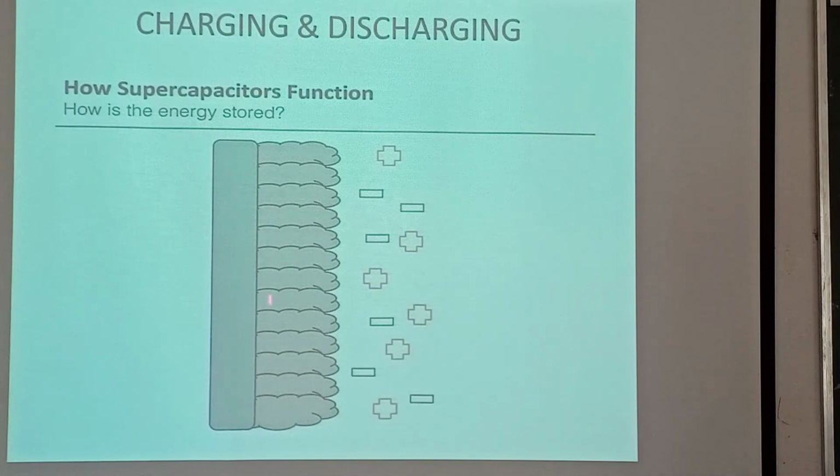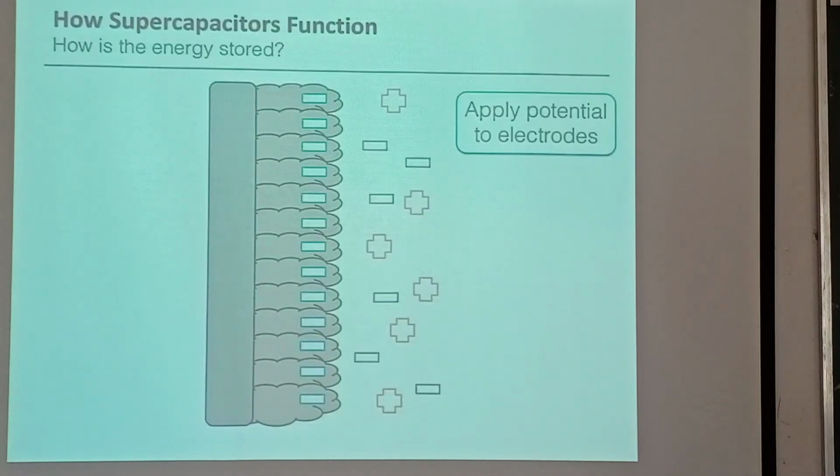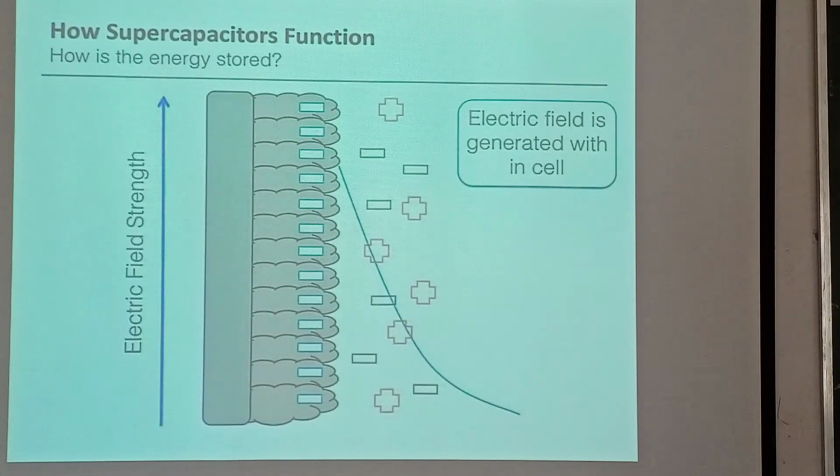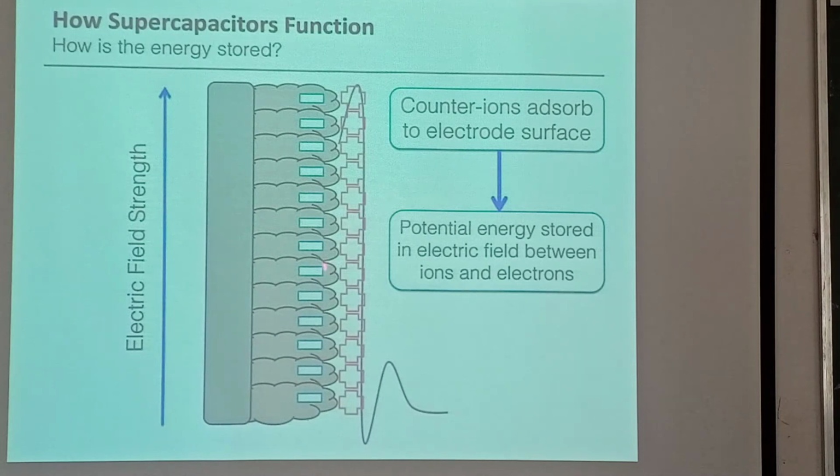Suppose this one is the negative or positive electrode and these are the ions in the electrolyte. If this is the negative electrode, then it will attract positive ions, and if this is the positive electrode, then it will attract negative ions towards it. So this is happening in the next slide. Apply potential to the electrodes, and what happens? This is the negative electrode, so it will attract positive ions towards it. Here the positive ions are attracted towards the negative electrode.